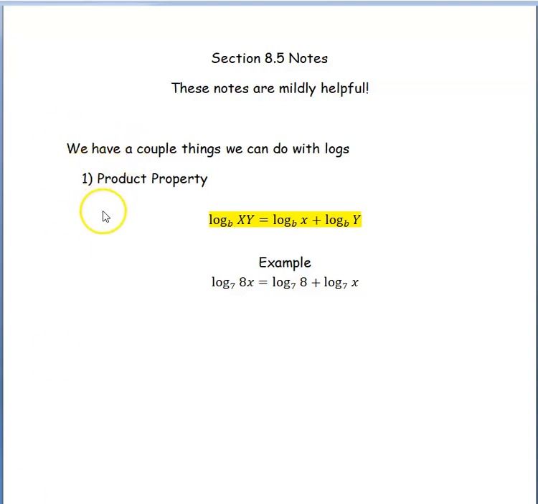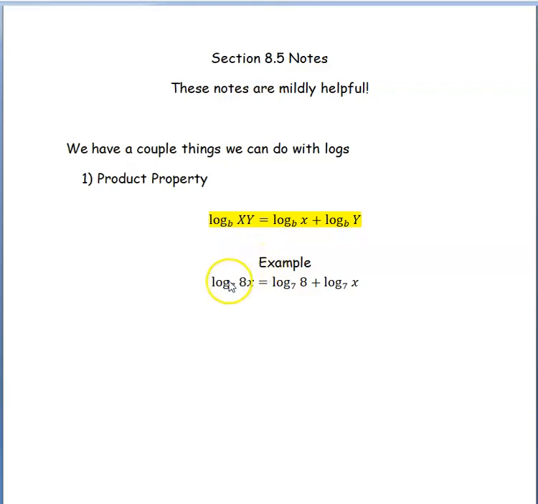The first one is called the product property. What the product property allows me to do is simply take a log that is two things multiplied together and simply split them apart. This is going from left to right, called expanding, because I'm taking one log and I'm expanding it into two different logs.